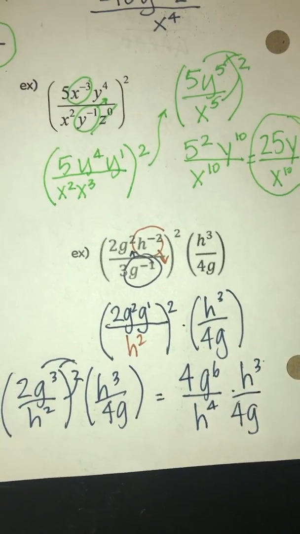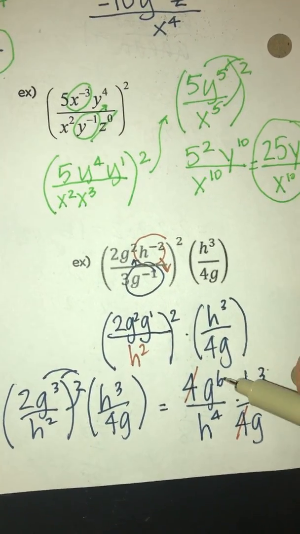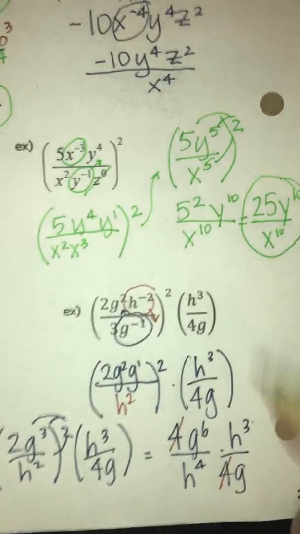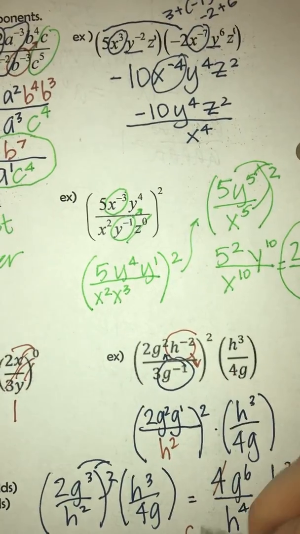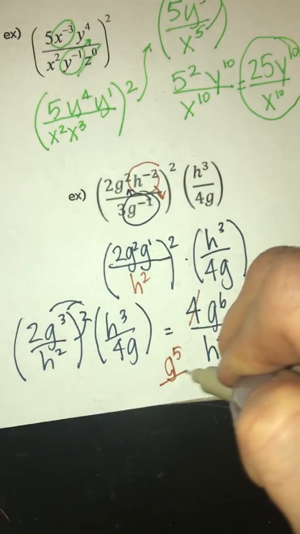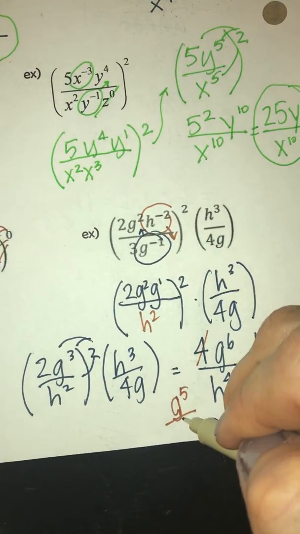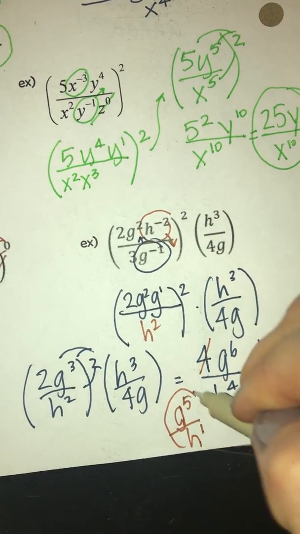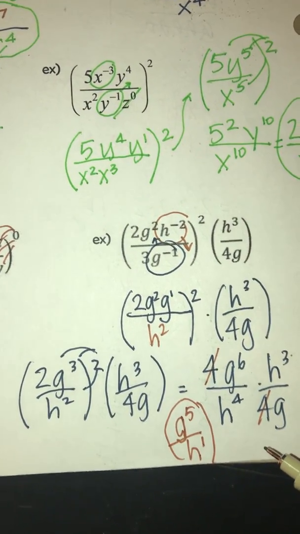Okay. Now I can cancel the 4s. Now there's 6 g's on top, 1 on the bottom, so that'll be a g to the 5th on top. I'm running out of space here. And then in h, there's 3 on top, 4 on the bottom, so h to the 1st on the bottom. So then that'll be our final answer.